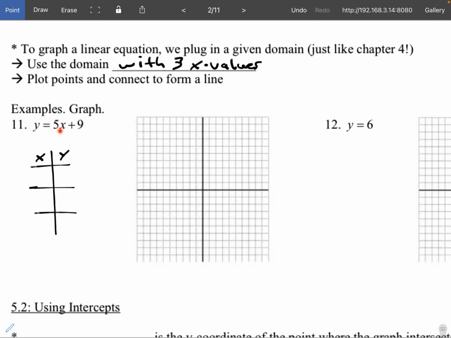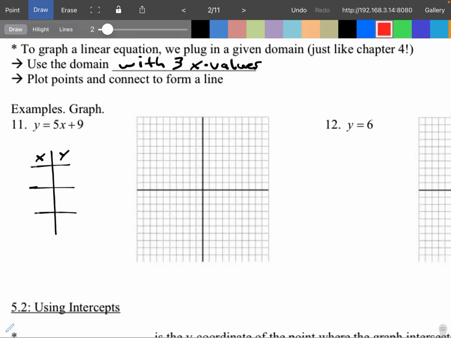So the trick here is to figure out what you should use for x, right? Your domain is all real numbers, so you can use whatever x values you want. We're going to use 3 of them. Well, for example, do we want to use 1 for x? Like, what do we get if we plug 1 in right here? 5 times 1 plus 9, what's that? 14. Does 14 fit on the grid? No, it does not fit on the grid. So then you probably don't want to use 1.